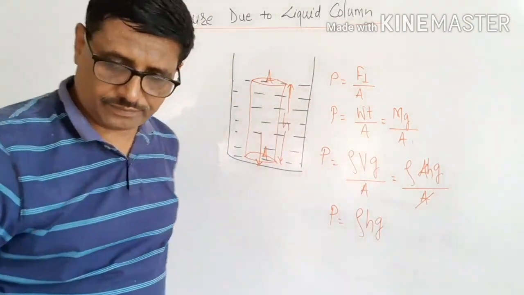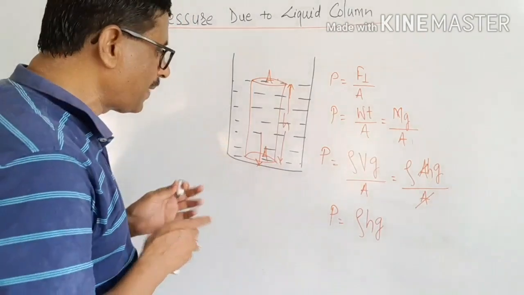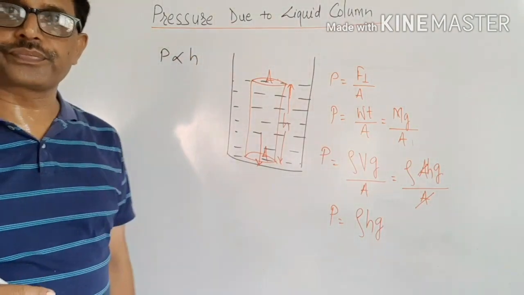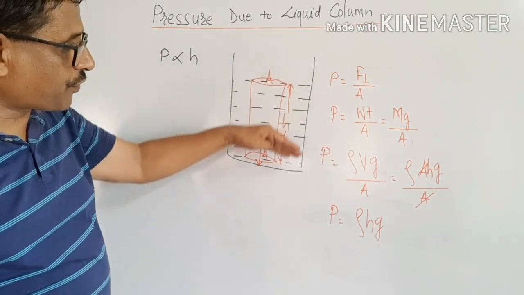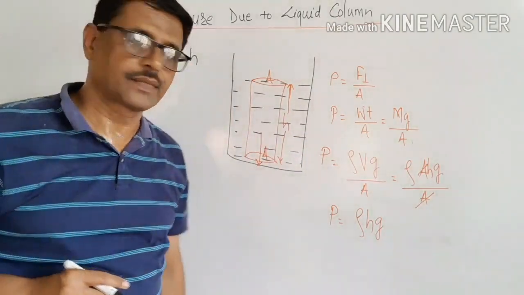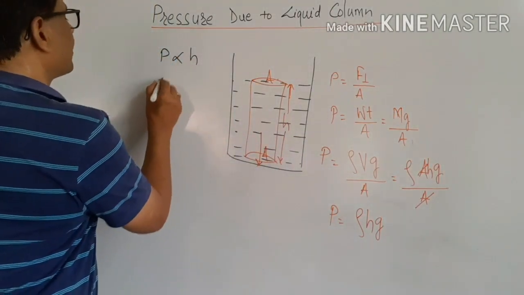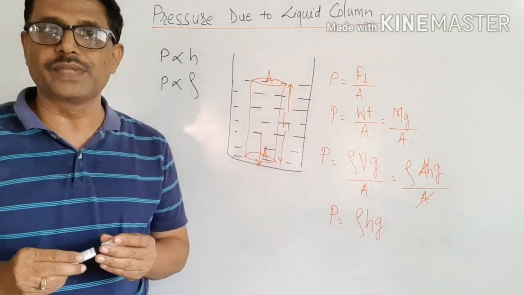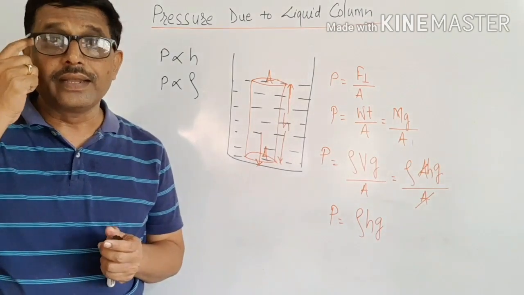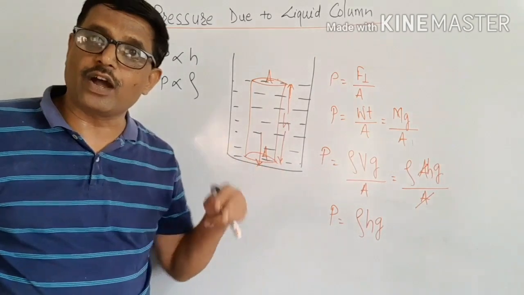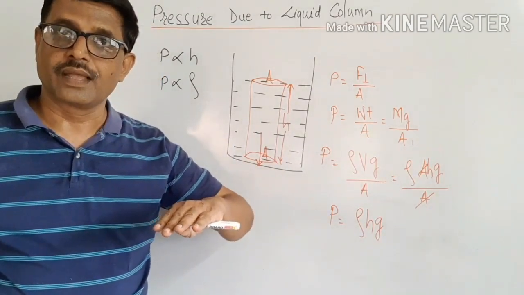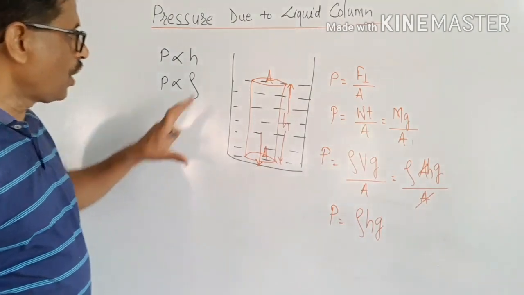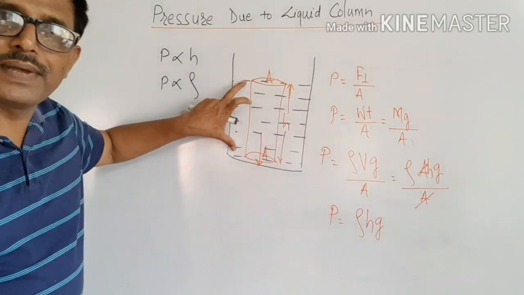This proves that the pressure exerted by liquid column P is directly proportional to depth of the liquid column that is measured from the surface of the liquid. The pressure exerted by the liquid column is directly proportional to density of the liquid, and it does not depend on the area on which the liquid is exerting pressure. This will give how much is the pressure exerted by the liquid column.